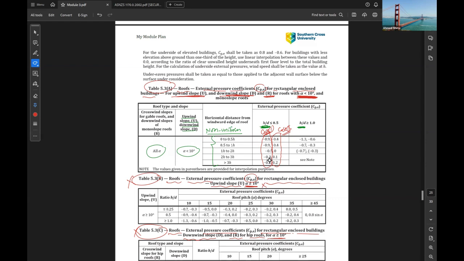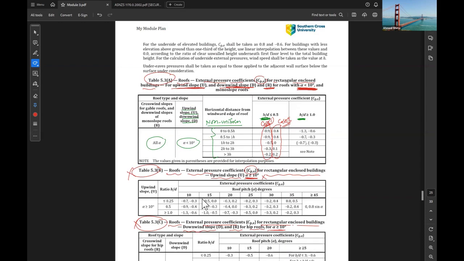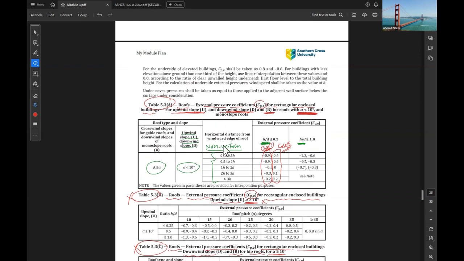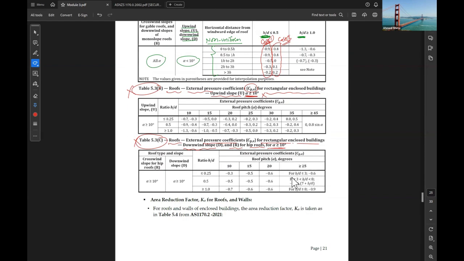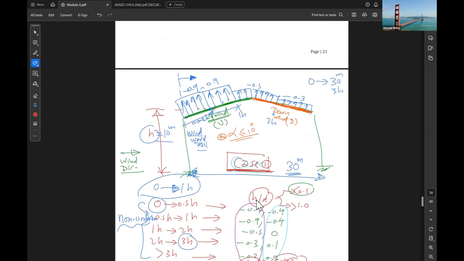Okay. So for example, if you see any tables that have two values, for example, this table 5.3 has only one value. So this is one case. But for example, this table has two values. This means that you have two cases. So for the roof, in this case, the standard gives us two values. These two sets, if you see here, what is the difference between case 1 and case 2?